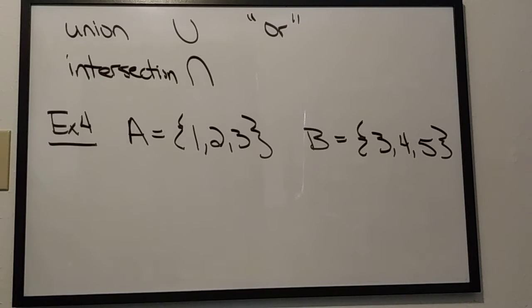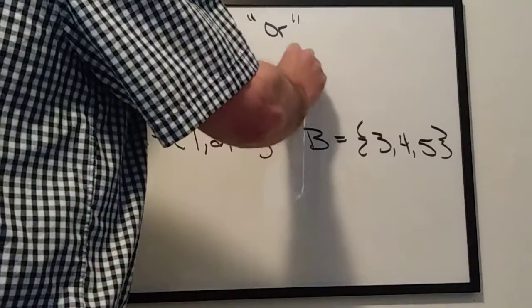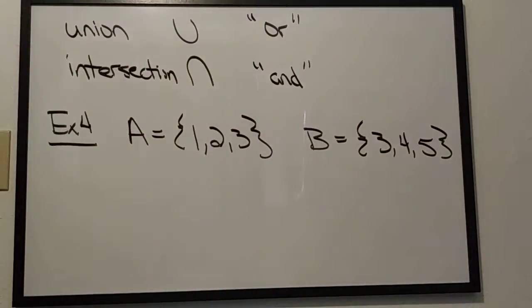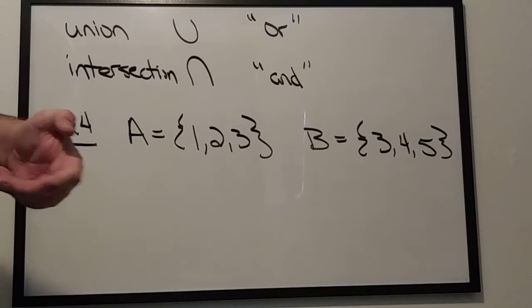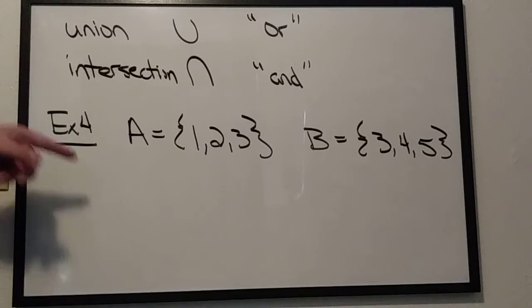Intersection, however, the English word that I would connect with that is the word and. And again, you'll notice that I bolded that in the definitions. So anytime you're trying to find the intersection of two sets, you're trying to find elements that are in both sets. They're in the first set and they're in the second set. So let's use those definitions to do example 4.